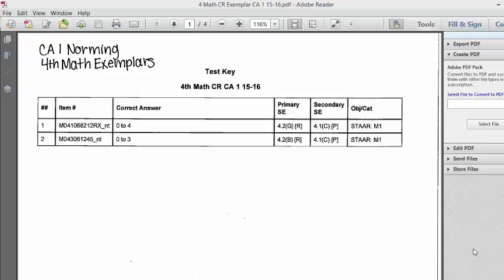There are only 2 questions for this constructed response. Number 1 is worth 4 points, and number 2 is worth 3 points. You can see over here the TEKS that are aligned to those questions and also the process TEKS that are aligned to those questions.